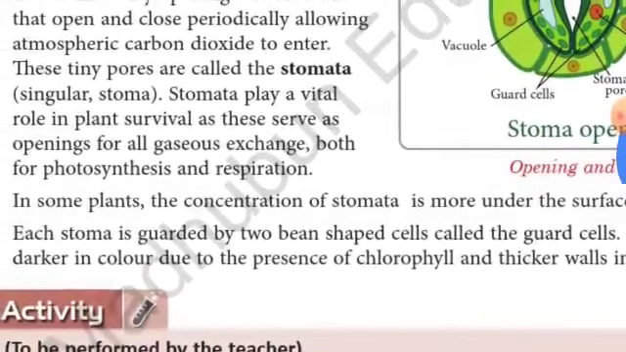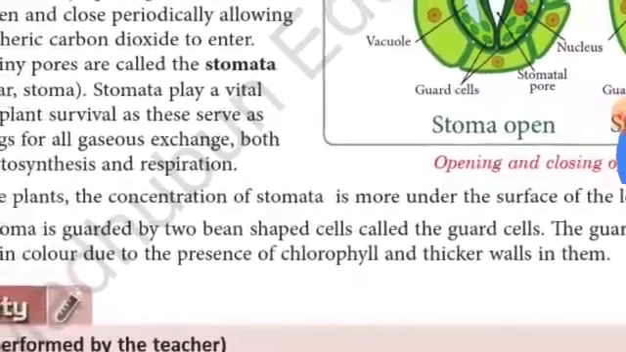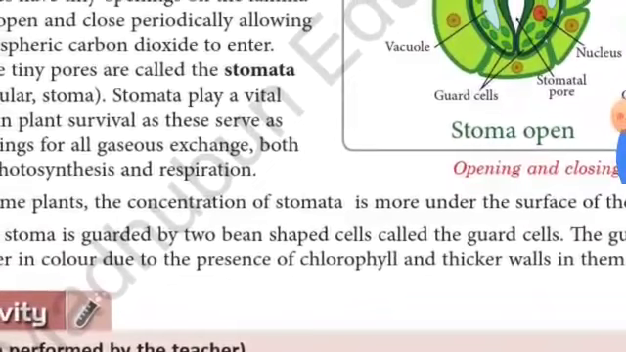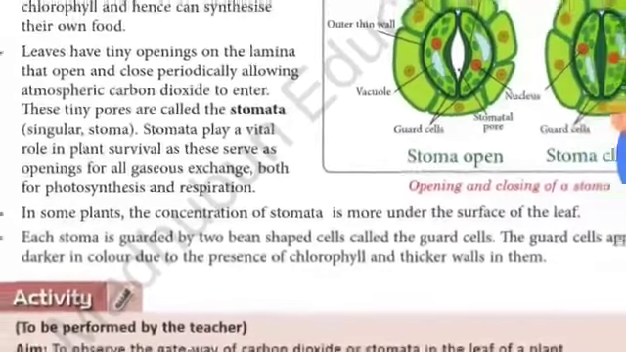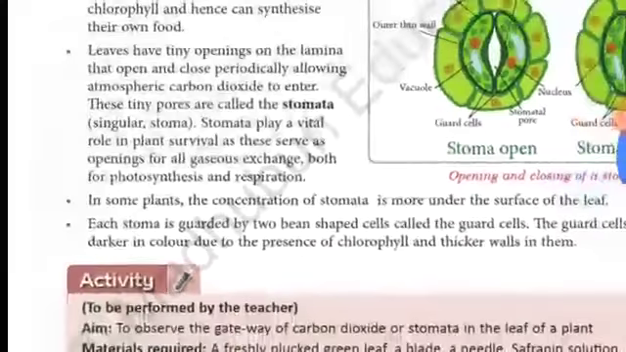Now in some plants the concentration of stomata is more under the surface of the leaves. A stoma is guarded by two bean-shaped cells called guard cells. These guard cells are green in color due to the presence of chlorophyll, and they have thicker walls. So that is about the site of photosynthesis.